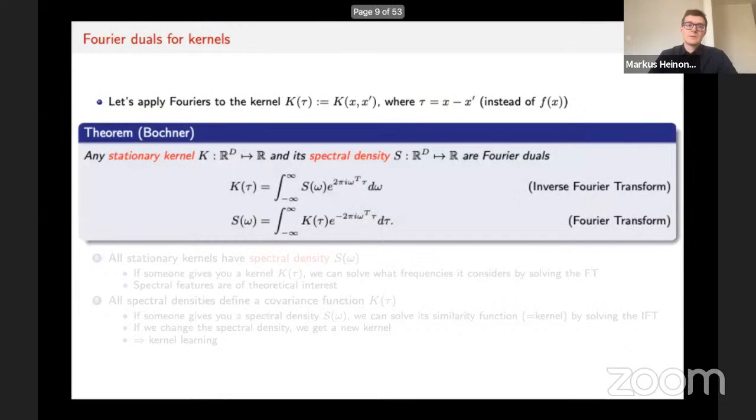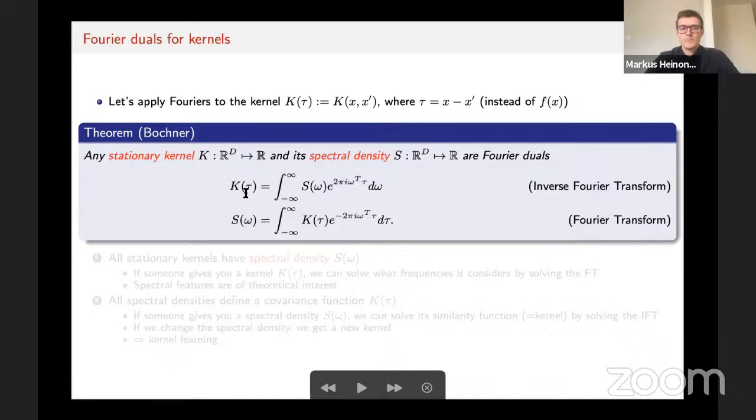There is this nice theorem that derives from Bochner's theorem, which says that any stationary kernel k and its spectral density s are Fourier duals, where we repeat these previous equations. So we know that the kernel is an infinite integral of these sinusoidal components weighted by the spectral density, and the spectral density is an infinite integral over the sinusoidal terms weighted by the kernel values.